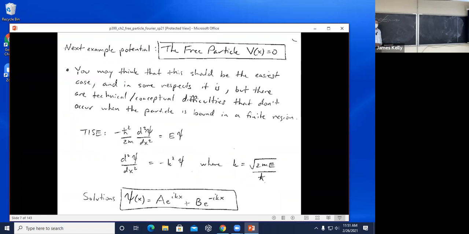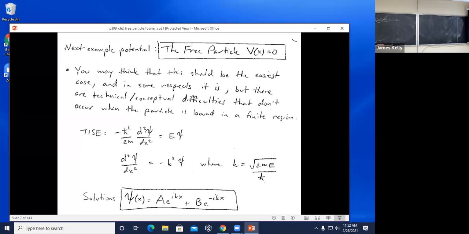Which sounds super boring, but there's a lot of interesting mathematics in it that maybe you've seen in other courses or maybe you haven't. What I'm saying here at the beginning, it sounds like it should be the easiest case, but there are conceptual and mathematical difficulties that come up that aren't present in the infinite square well or other potential energies that keep getting bigger and bigger as you go farther and farther out.